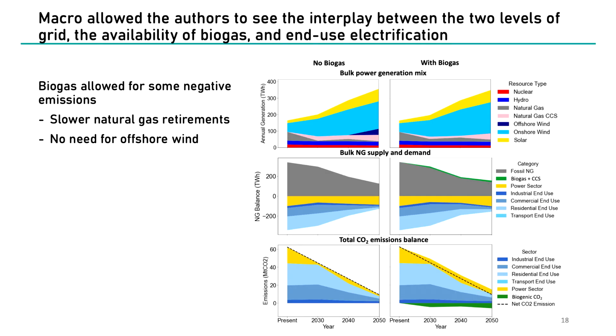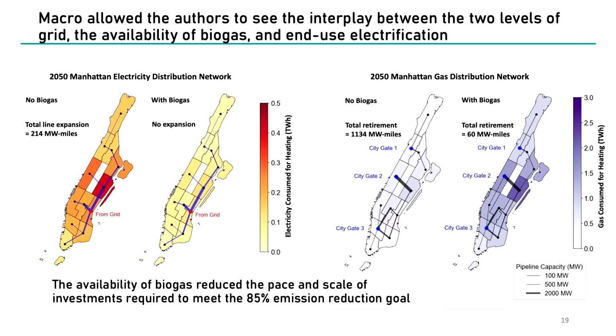So Junwen did this, and it was able to see the interactions between those two levels of grid. So when biogas was available, it allowed for some negative emissions, which meant slower natural gas retirements, which generally meant the grid was a bit cheaper because you also didn't have offshore wind. And this interacted then with the Manhattan grid. And so on the left-hand side, you see with no biogas, you have heavy electrification throughout the system. And Macro was able to tell them where those build-ups would be. If you had biogas, you saw much less expansion in the electrification system because the existing natural gas infrastructure was used for biogas.